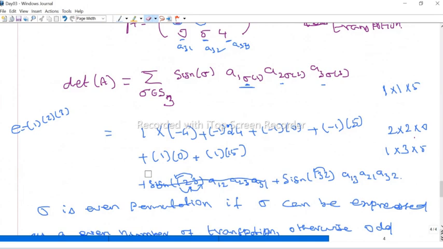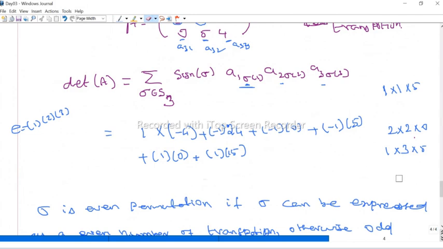So for that you should know about the symmetric group Sn. S3 contains only 6 elements, but S4 contains 4 factorial, 24 elements. So in general, the number of elements in Sn is n factorial.